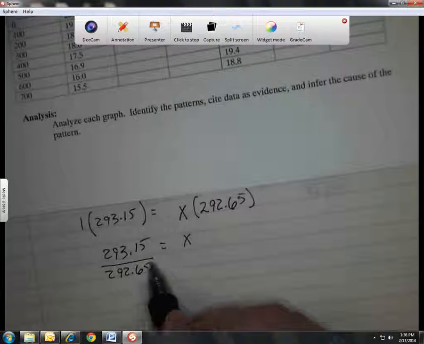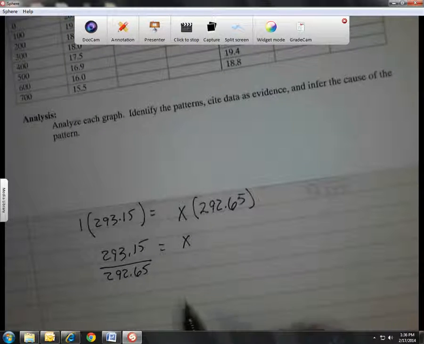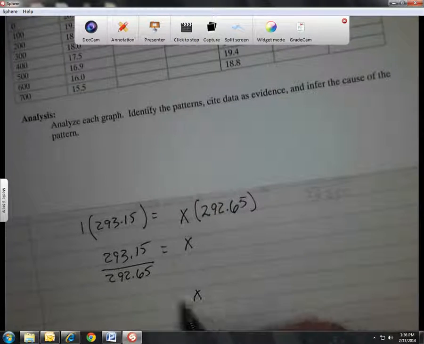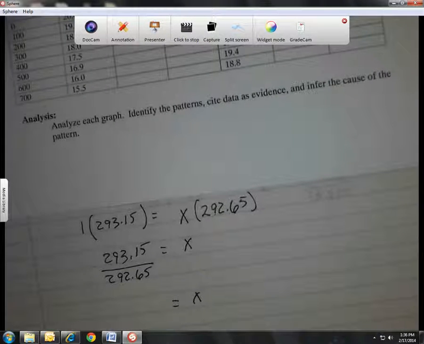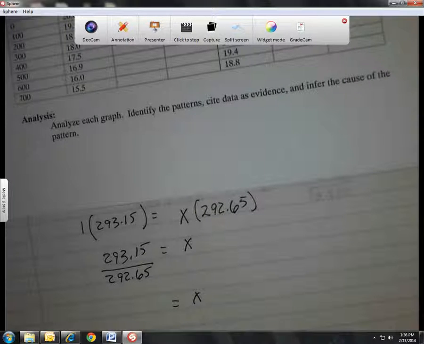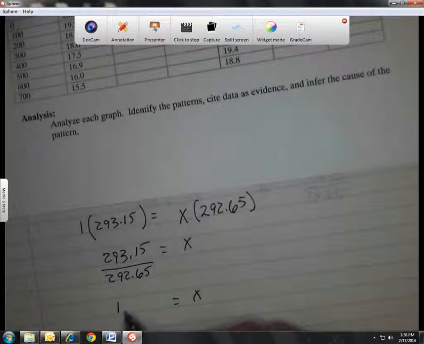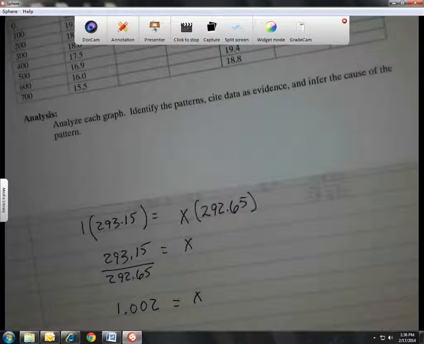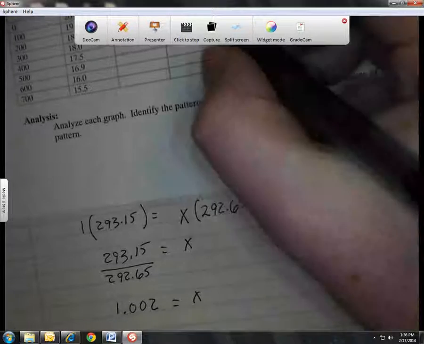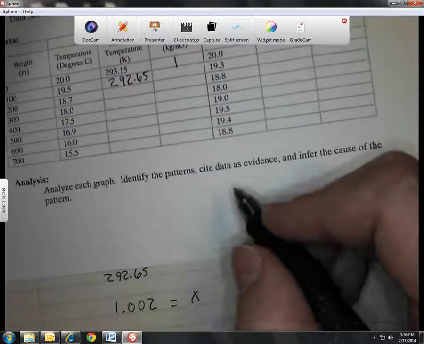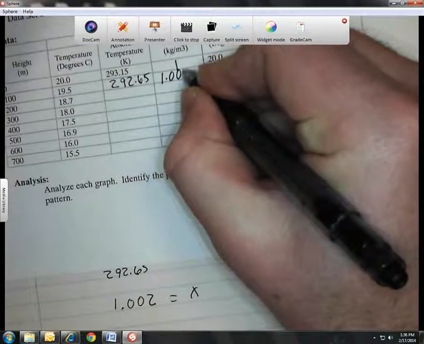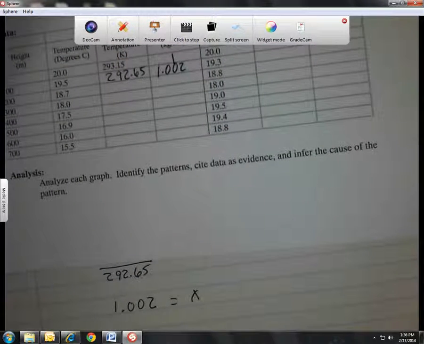Then x is going to equal, do the calculations, 1.002. So it's very close to where it'd be at ground level, but just a little off. The density actually went up a little bit to 1.002. That's all you have to do to figure out these calculations. Alright, I'll help you with one more. The rest will be on your own.